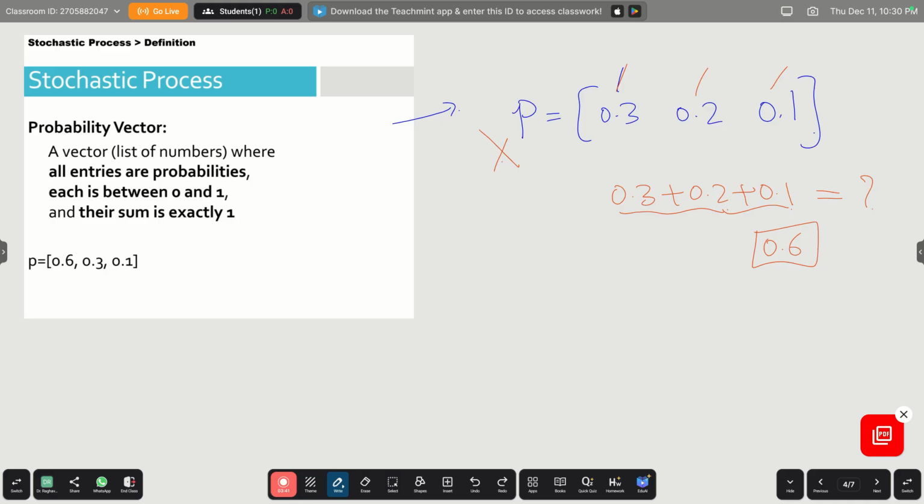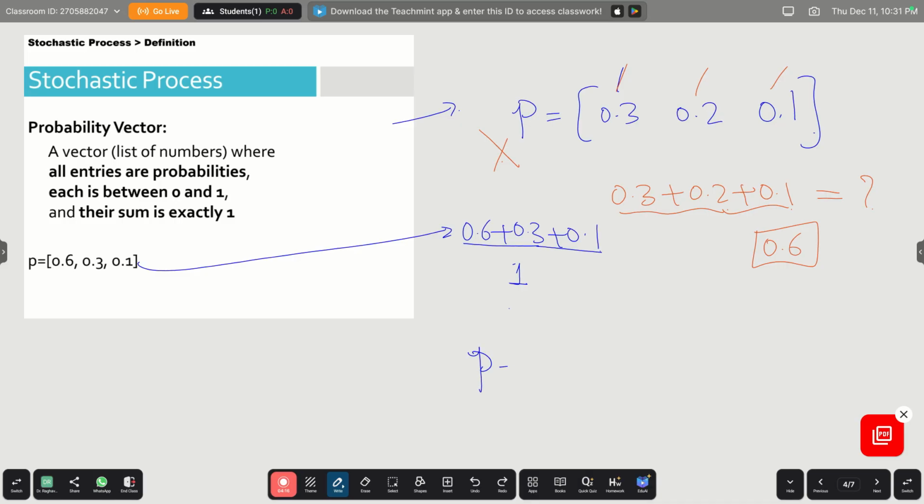Let me take one more example which I have given here. Here 0.6 plus 0.3 plus 0.1. This sum is 0.6 plus 0.3 is 0.9, plus 0.1, so totally this is equal to 1. So this is a probability vector, right? That means entries should always be between 0 and 1 and the total should be equal to 1. Then such a vector is called a probability vector.